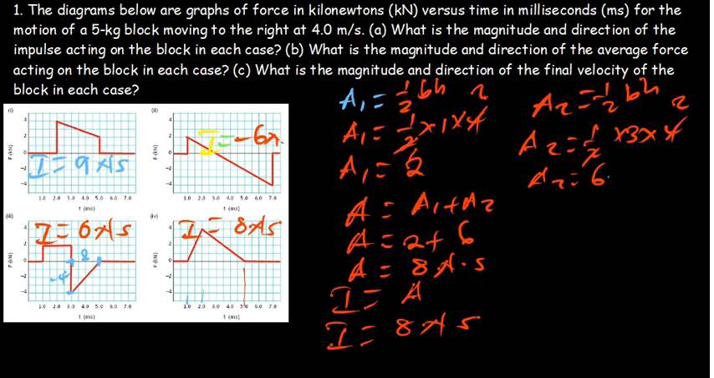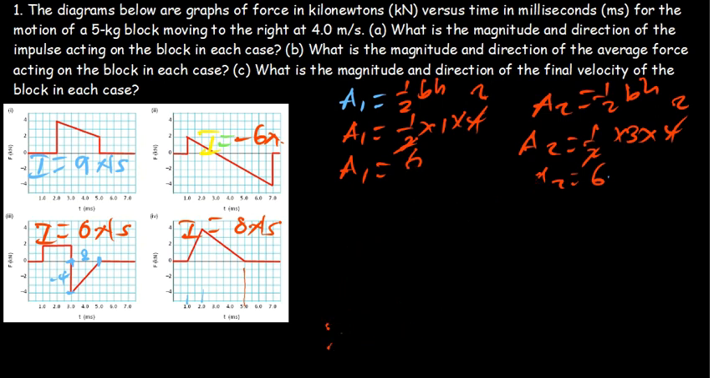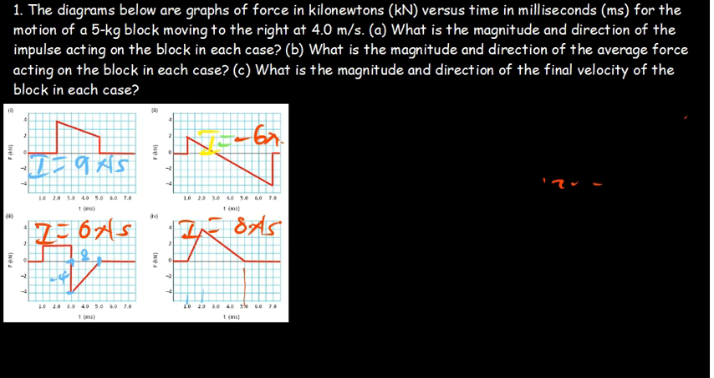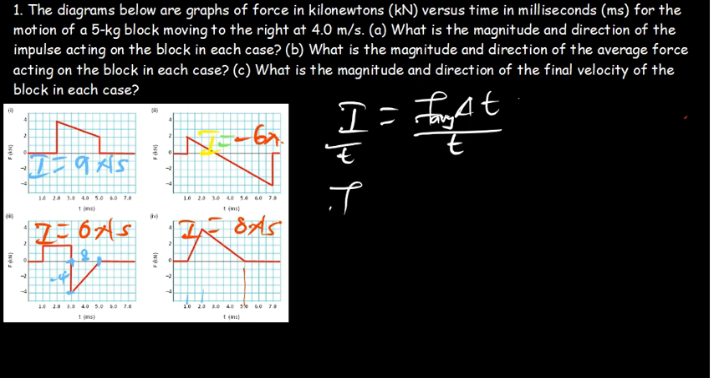Now let's go to part B. Part B is saying, what is the magnitude and direction of the average force acting on the block in each case. Now they want us to find the average force. But what do we know about impulse? We said that impulse is given by the force times the change in t. So this force actually is the average force. So to find the average force, I can divide both sides by change in t. Then the average force will be equal to the impulse divided by time.